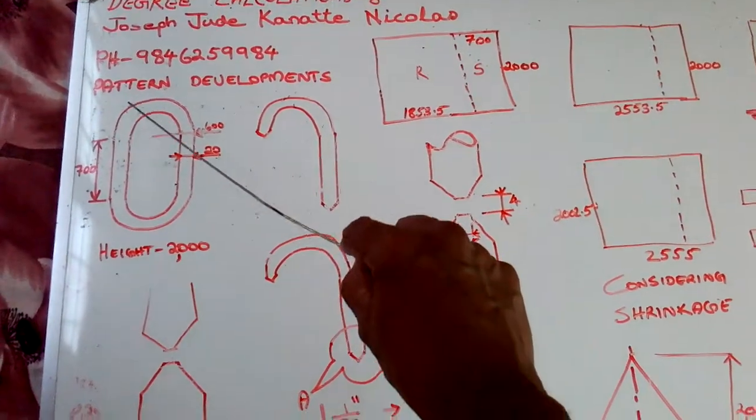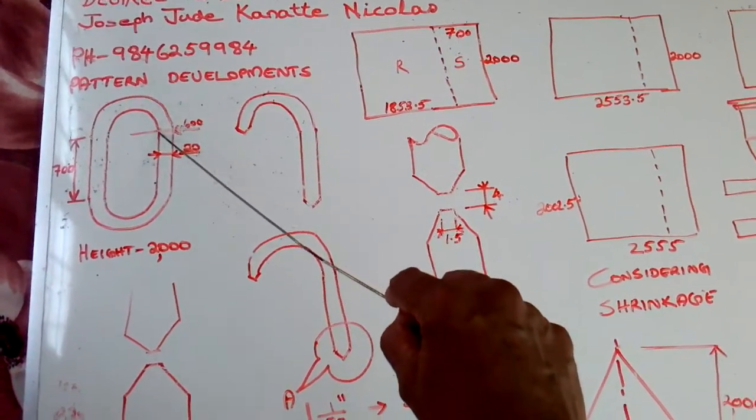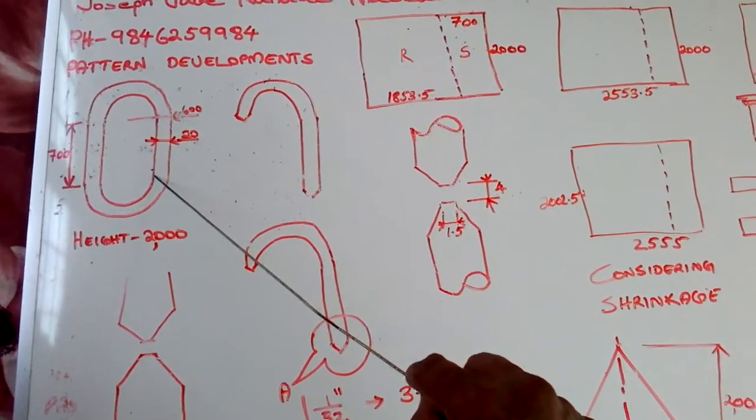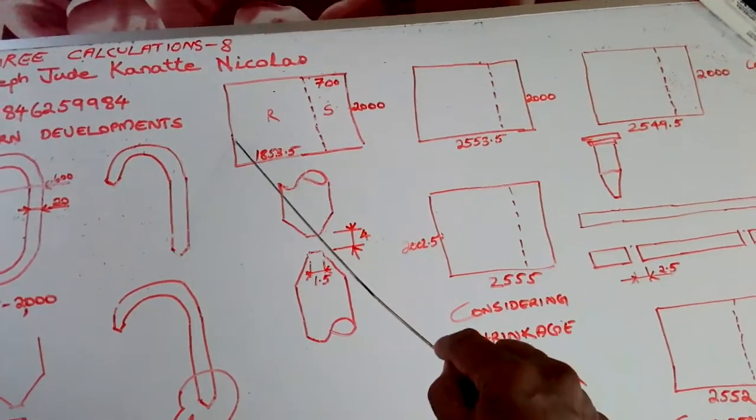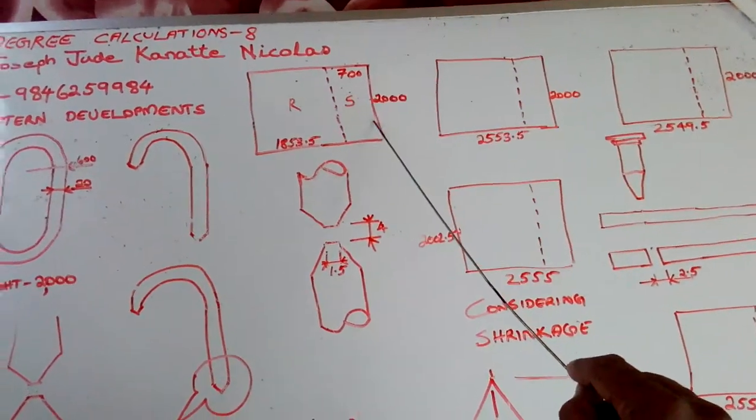In the first portion, one rolled portion is there and one straight portion is there. One rolled portion and one straight portion again, and one rolled portion and one straight portion again.